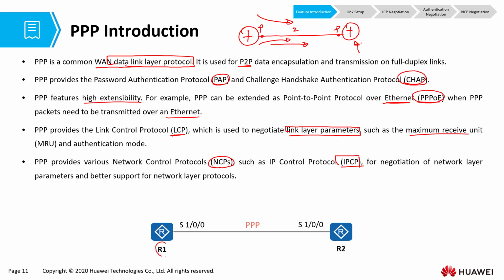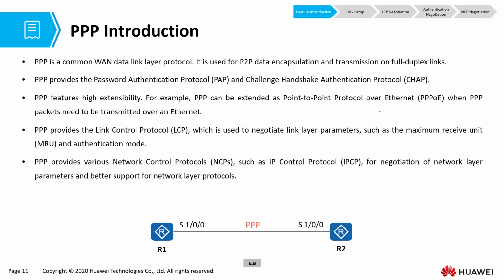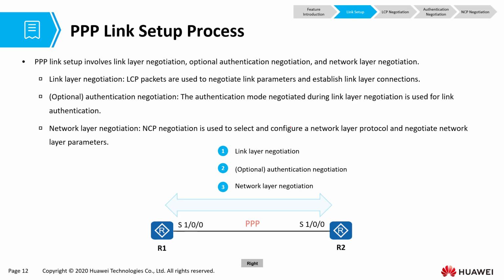So in our example, you have R1 connected via serial link to R2, and this is a point-to-point protocol. When you use a serial connection between any two routers, any two Huawei routers, even in ENSP, it's going to default to PPP data link protocol. So what happens when we connect two devices like this and power them up and there is power on these links? What is going to take place? Let us look at the link setup process.